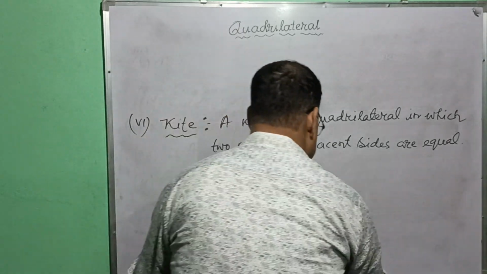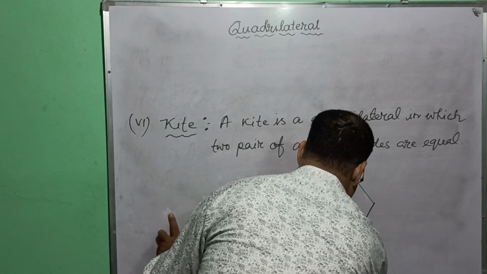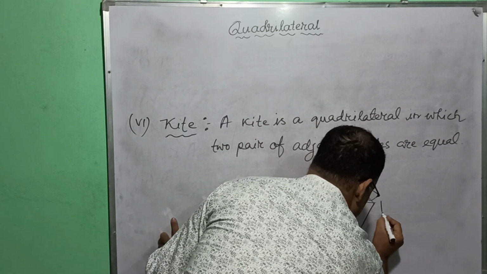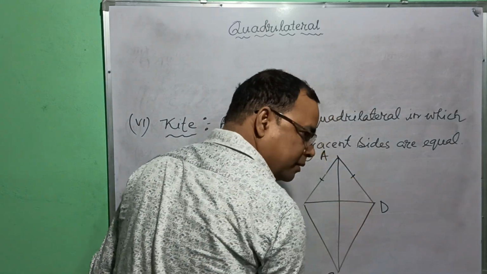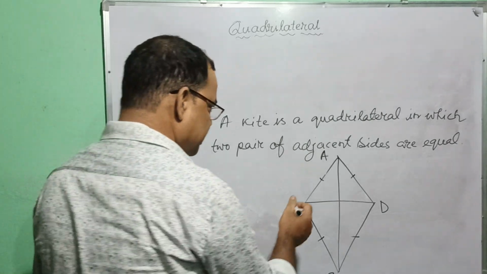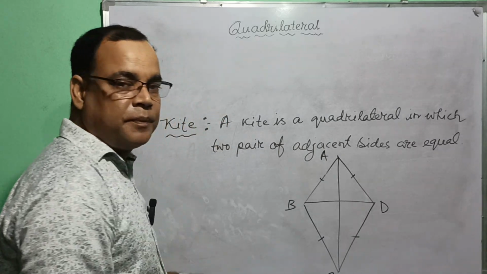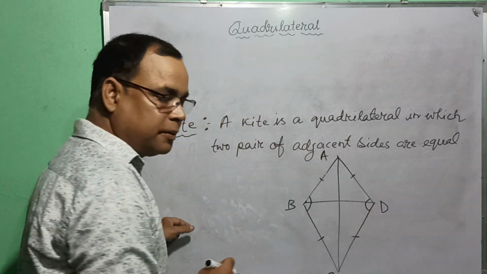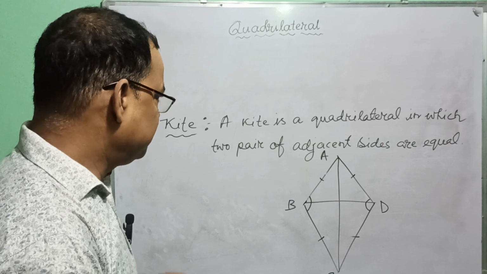Now let me draw a kite. Let it be A, B, C, D. So if ABCD be a kite, then according to the definition, these two sides are adjacent and these two sides are also adjacent. Two pair of adjacent sides are equal. It means here AB and AD are adjacent sides and they are equal, and BC and DC also are equal as they are adjacent. And additionally I can tell you that these two opposite angles are also equal. It is no need to include in the definition, because I told you that I'll try to define it as simple as possible. So you can define in this way.